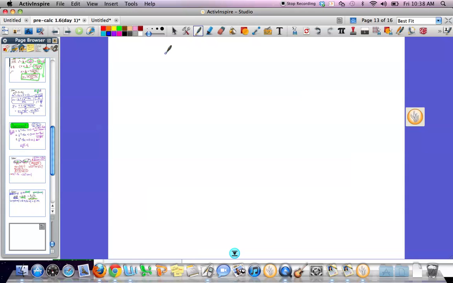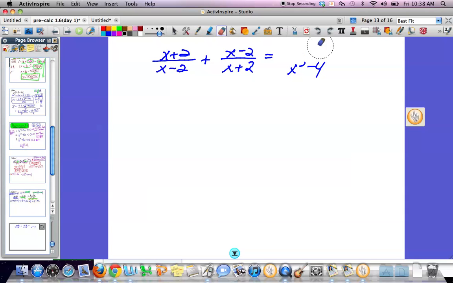Can somebody give me the original problem? x plus 2 over x minus 2 plus x minus 2 over x plus 2 equals 8 minus 4x over x squared minus 4. Okay, so we recognize this as a difference of 2 squares. If you don't, you need a lot of extra help. That's x minus 2 times x plus 2.